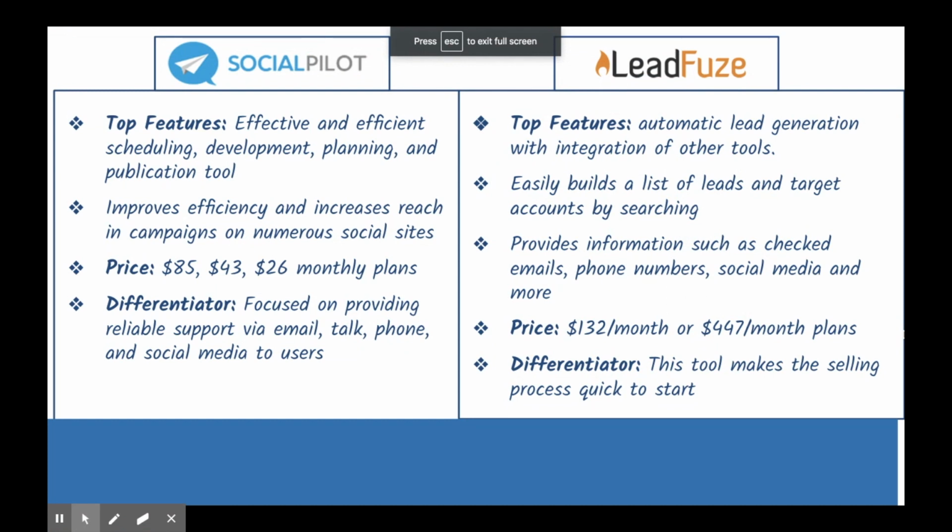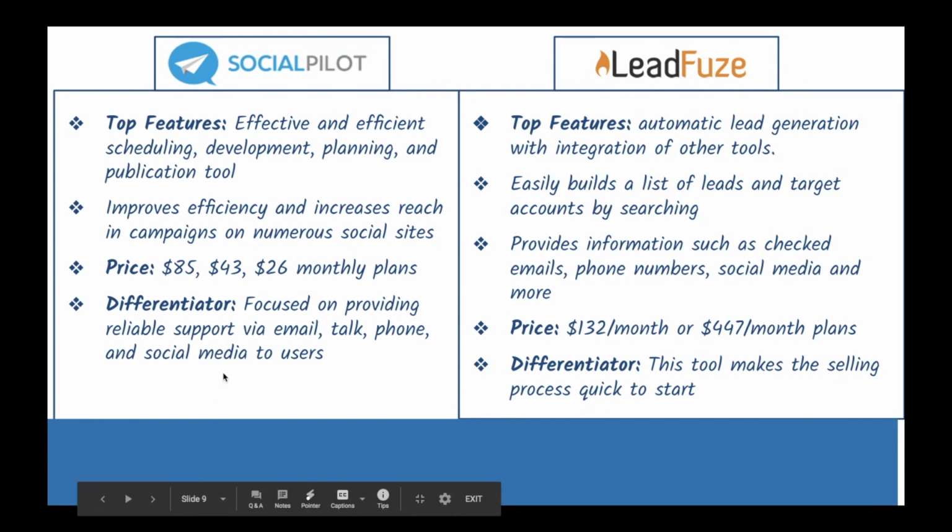We've got Lead Fuse. Lead Fuse is pretty much being used to automate lead generation with integration of other tools. It's going to allow you to build leads lists, target by accounts of people you want to search for. And it's going to give you information such as email, phone number, social media, and much more. They offer a $132 a month plan or a $447 a month plan. And they are really just going to help differentiate that process for you to make selling much quicker.